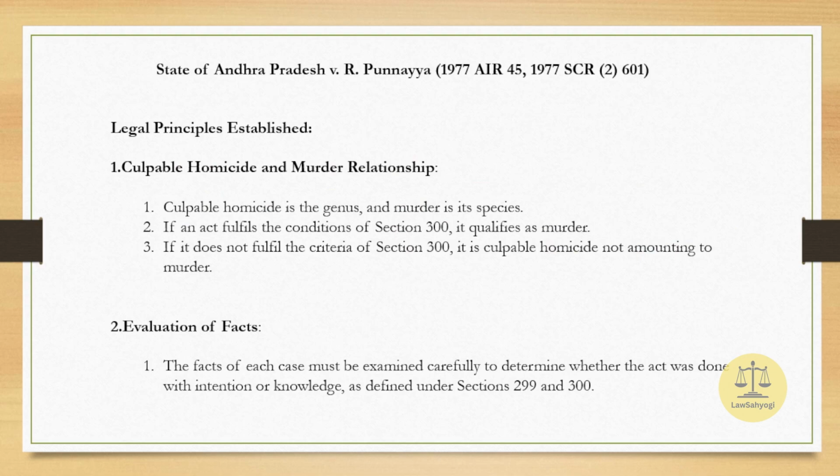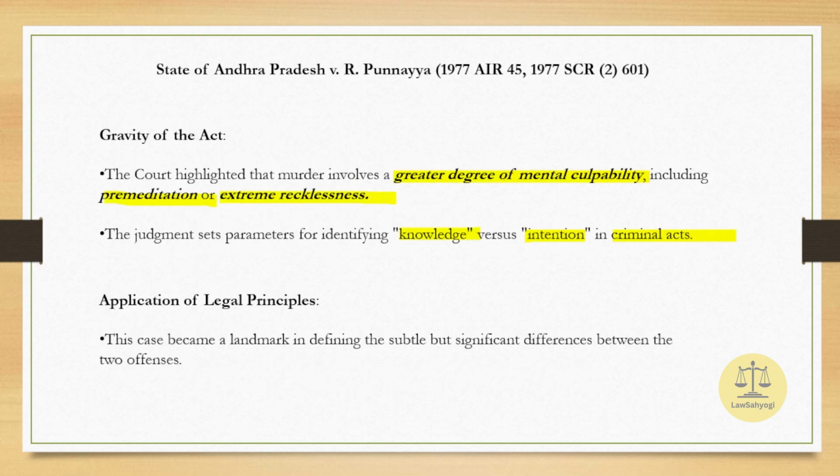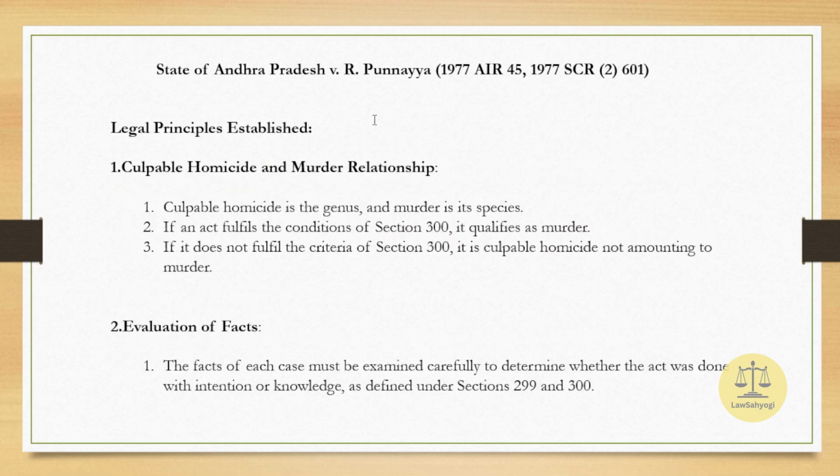Now we will talk about another case law, and now we will talk about the legal principles established. So we see that culpable homicide and murder has a relationship, like culpable homicide is the genus and murder is the species. If an act fulfills the conditions of section 300, it qualifies as murder as per IPC, and if it does not fulfill the criteria of section 300, it is culpable homicide not amounting to murder. Now we will be reading these sections in light of the BNS, okay, this section 101 and its exceptions, and also 100, that is culpable homicide.